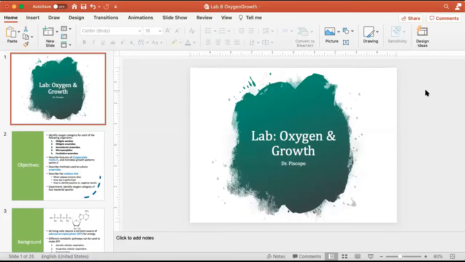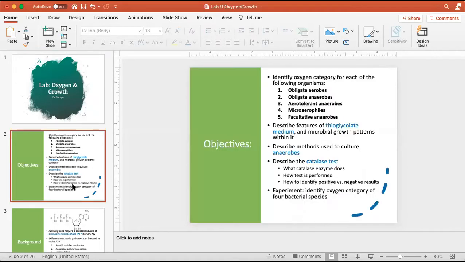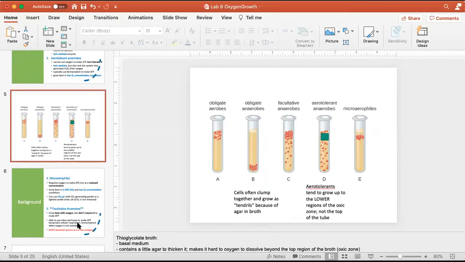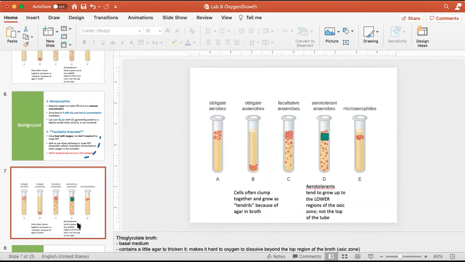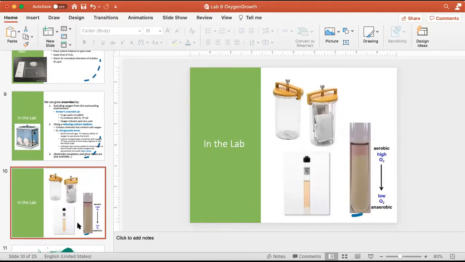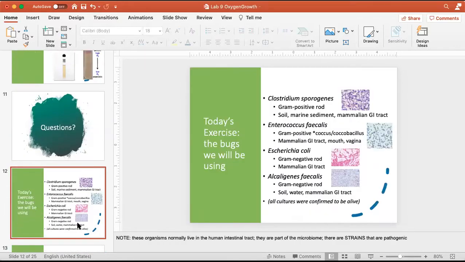So I'm going to pull up our lab slides here, and that's what you should be seeing right now. Oxygen and growth. Remember, these were the 5 categories that we talked about. We talked about what the growth patterns look like in thioglycolate tubes. And of course, we also talked about this catalase test and how we can use this very simple, very inexpensive test to determine if microbes have this enzyme called catalase. So we finished up right around here.